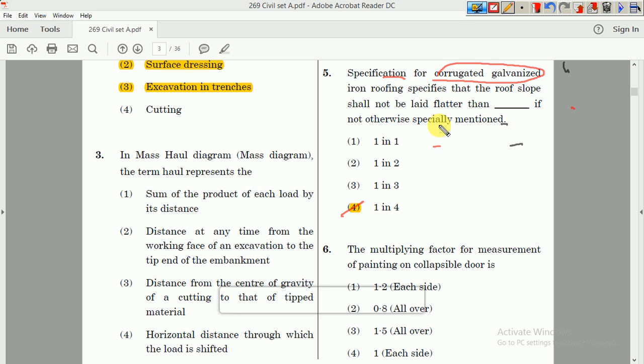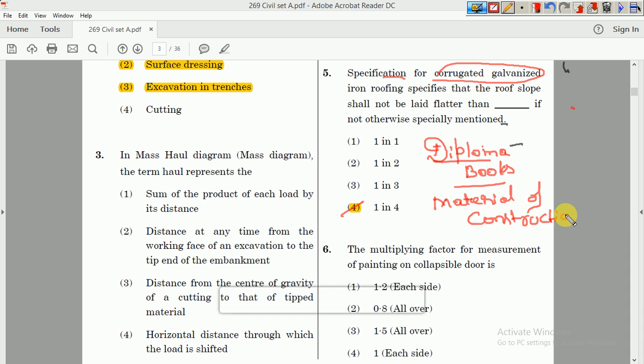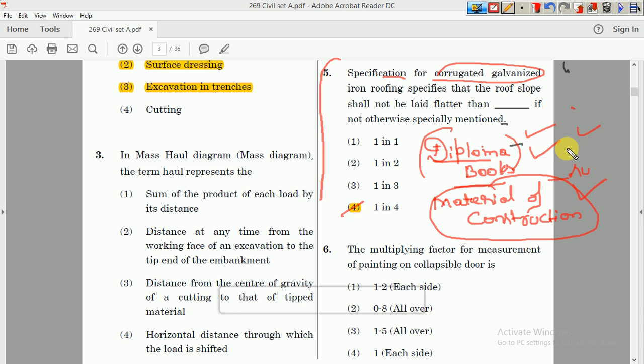So where to study? Okay, what is the source for these things to study? What you do, you better study diploma books. Okay, diploma books of materials of construction. Everything is mentioned better in diploma books, any author is fine. Karnataka state diploma books. For these types of questions you need to have a complete knowledge about materials of construction and building construction. Better study diploma books. Okay, don't go for BE books. They contain a huge quantity, that is not required that much.